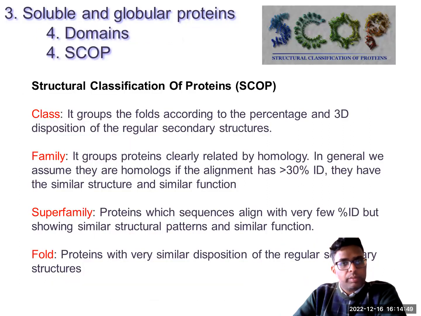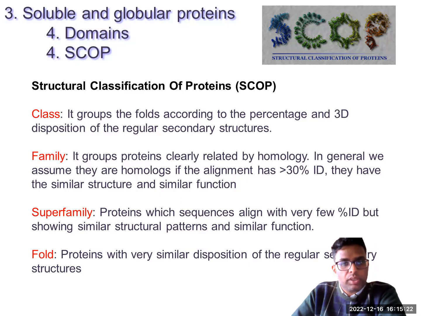This is the structural classification of proteins, solved in SCOP. These are class, family, superfamily, and fold. I already told you what the class and the superfamily are. You just go through it and you will get information about the classes of proteins and the families. Class groups the folds according to the percentage of 3D composition of regular secondary structure. Family groups proteins clearly related by homology. In general, we assume they are homologous if the alignment is more than 30%. I would prefer more than 50%, and they have a similar structure and similar function.